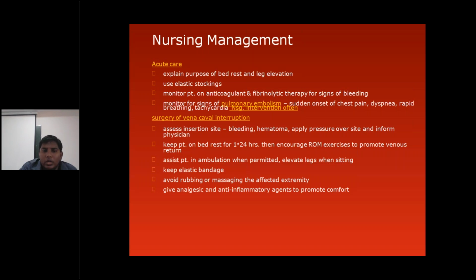In case of incision site bleeding, hematoma, or any change in the color of the limb or pressure at the site, absolute bed rest for the first 24 hours, and then encourage exercises to promote venous return. Elastic bandage should be applied, not a constricting bandage. You should not massage the extremity in case of DVT, as it promotes further clot formation and clot dislodgement. Depending upon the need of the patient, you could provide the necessary anticoagulation.